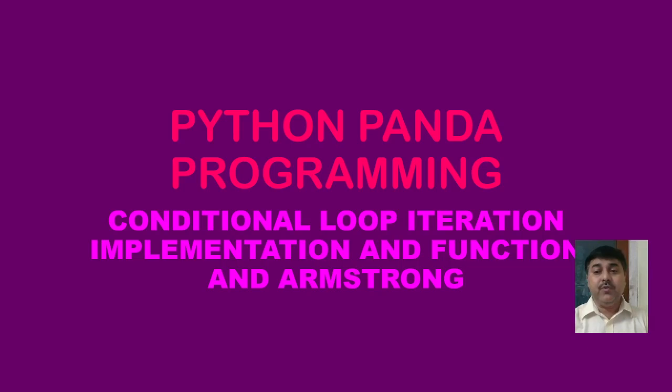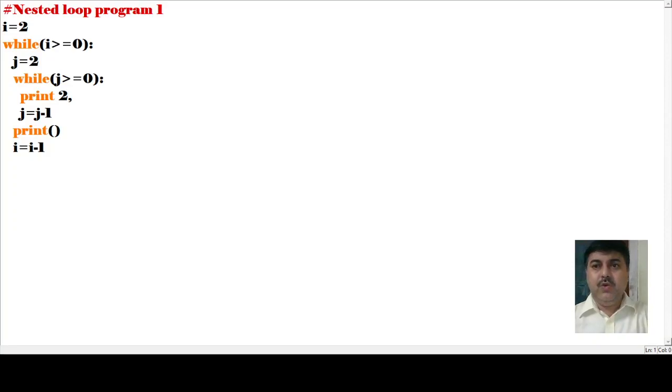Let us see the program we have for today. In this program, we have a nested loop program. I have taken the value of i equals 2. While i is greater than or equal to 0, then j equals 2. While j is greater than or equal to 0, print 2. Then j equals j minus 1, and i equals i minus 1. That means this is a reduction loop, not an incremental loop.